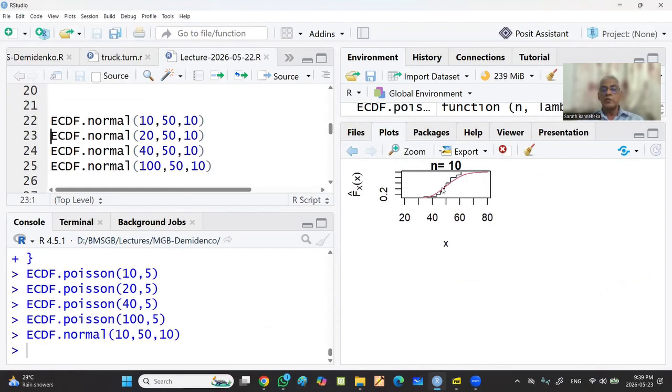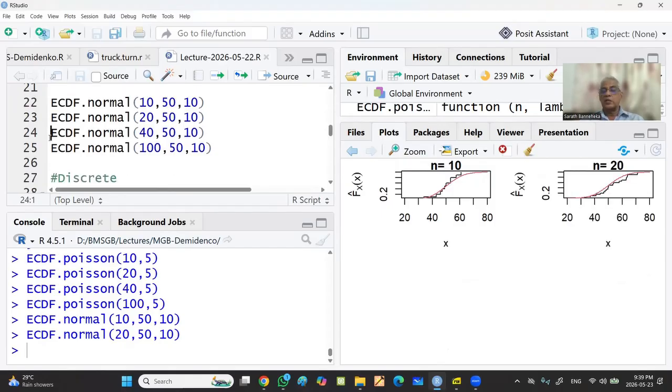So the first one, this is when n is equal to 10. You can see this is the step function, that is the estimate. This is the theoretical one. So you can see that there are somewhat bigger errors at different x's. For example, at this x, the error is small for this particular case, but at this x, the error is large. So let's look at what will happen if you increase n to 20.